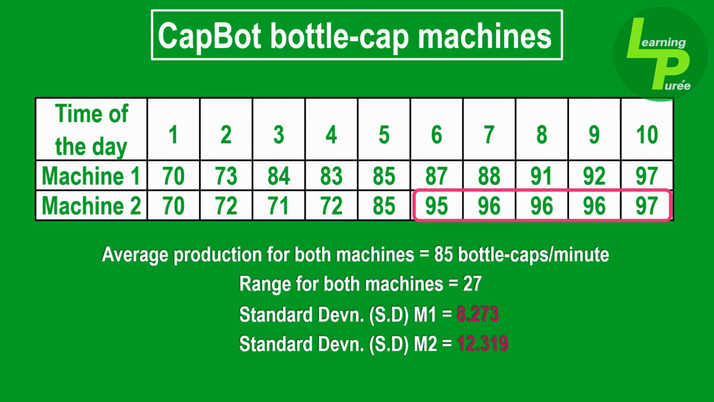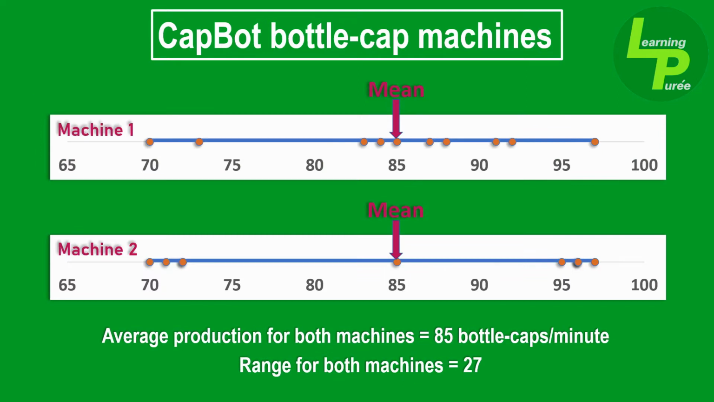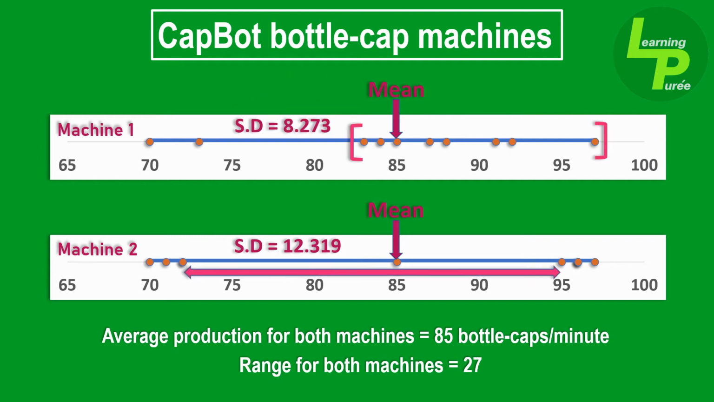With this new metric, he observed that machine 1 has a lower standard deviation as against machine 2. Further, when the data was plotted on a number line, we see that the data for machine 1 is closely clustered around the mean value of 85 as against machine 2, where it is spread away from the mean. This is an indicator of a consistent performance for machine 1 versus machine 2.